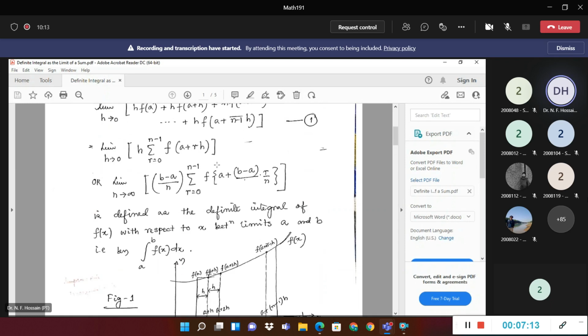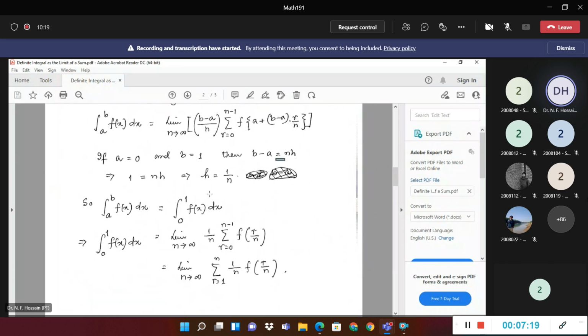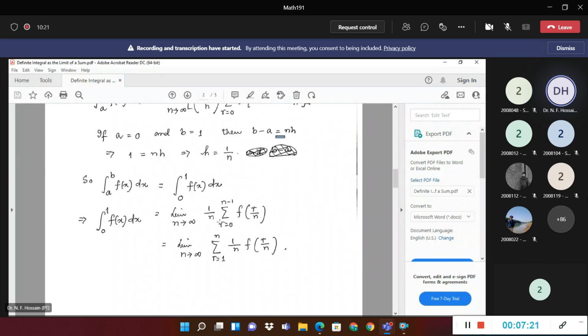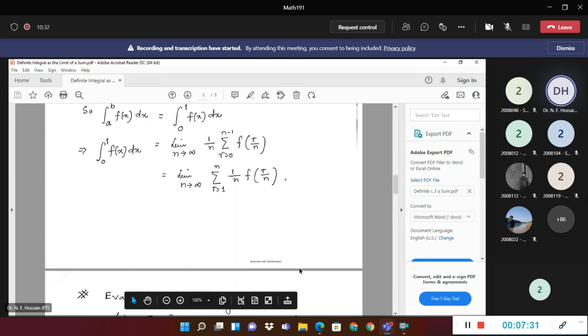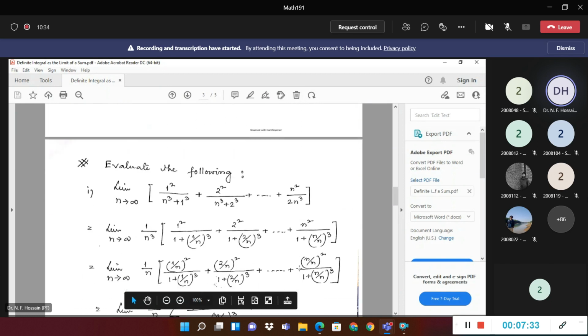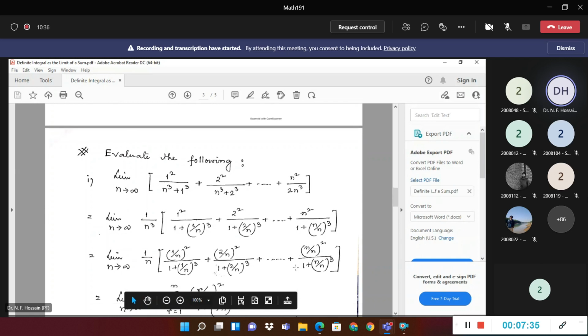So here you can write r equal to 1 up to n or r equal to 0 up to n minus 1. It doesn't matter. So here either r equal to 0 to n minus 1 or r equal to 1 up to n. Okay, we can use this definition of definite integral in some particular cases for finding the sum of an infinite series. Yes. The first math is here.